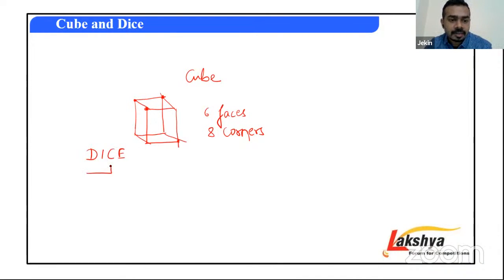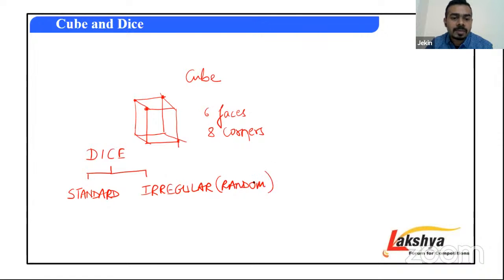So dice are of two types. One is standard and the other is irregular, or random. It could be anything.